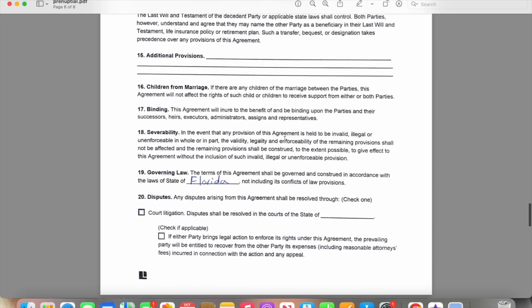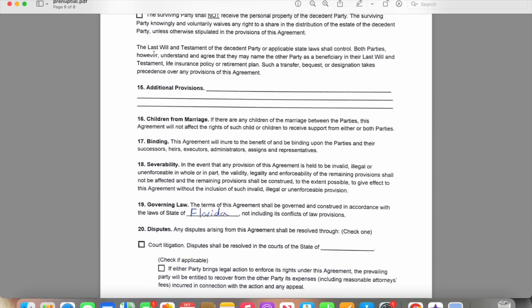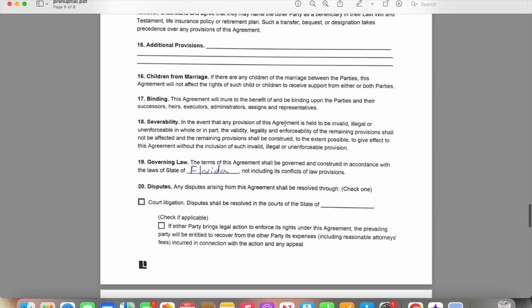Let's see. And then you see right here, it says the last will and testament of the person that passes away shall take control. So this is the prenup. But if any one of them gets a will, that's going to trump this.